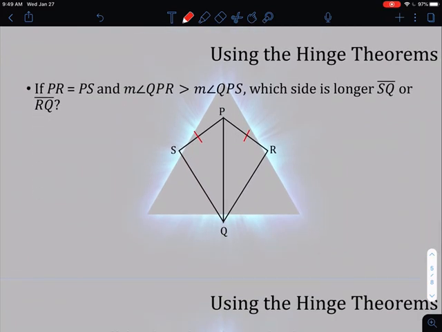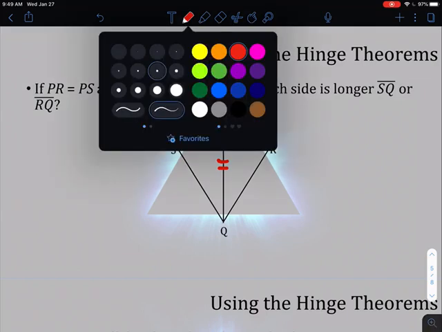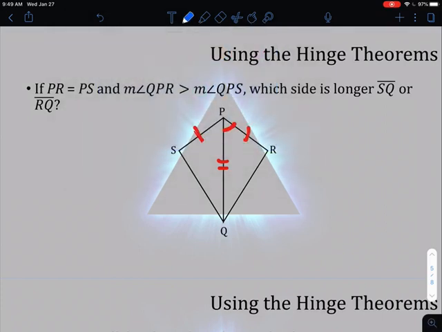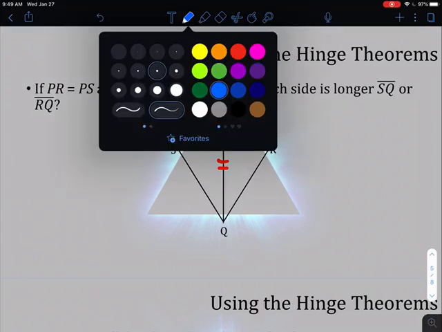Same thing here, kind of going the other way. If we have PR and PS congruent, so we're marking those two sides there, and then again we have this shared side, we have our two fixed sides. Now it says angle QPR is bigger than angle QPS. So QPR over here is bigger than angle QPS over here. So the red is bigger than the blue.